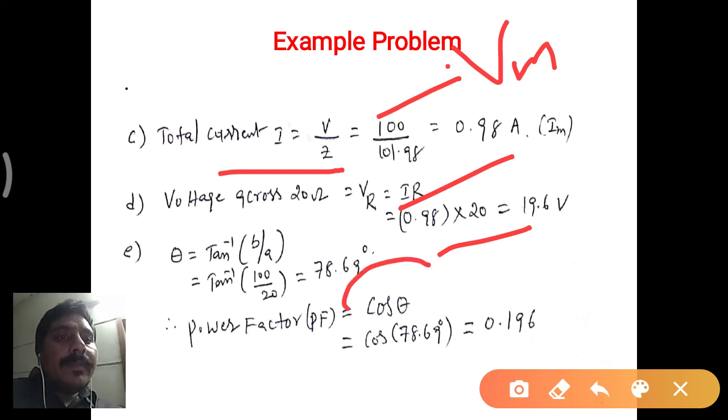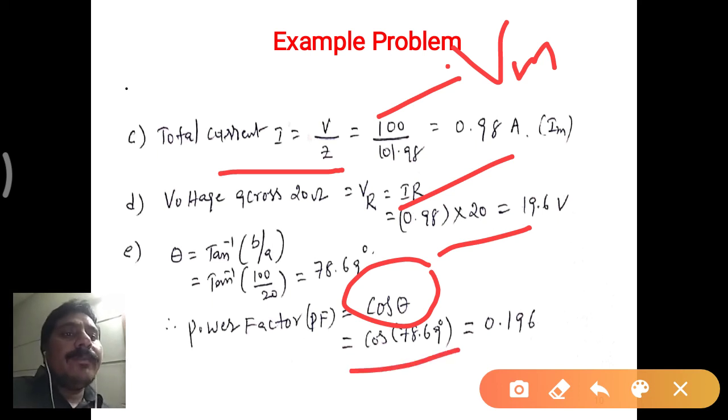Now it is very important to calculate the power factor. Power factor is cos theta, but here we have to calculate what the theta value is. Z is equal to 20 plus j100. So theta is tan inverse of imaginary part by real part. The imaginary part is equal to 100, the real part is equal to 20. So theta is equal to 78.69 degrees. Therefore power factor is the cosine of the angle between voltage and current, so we get 0.196. That is the power factor.